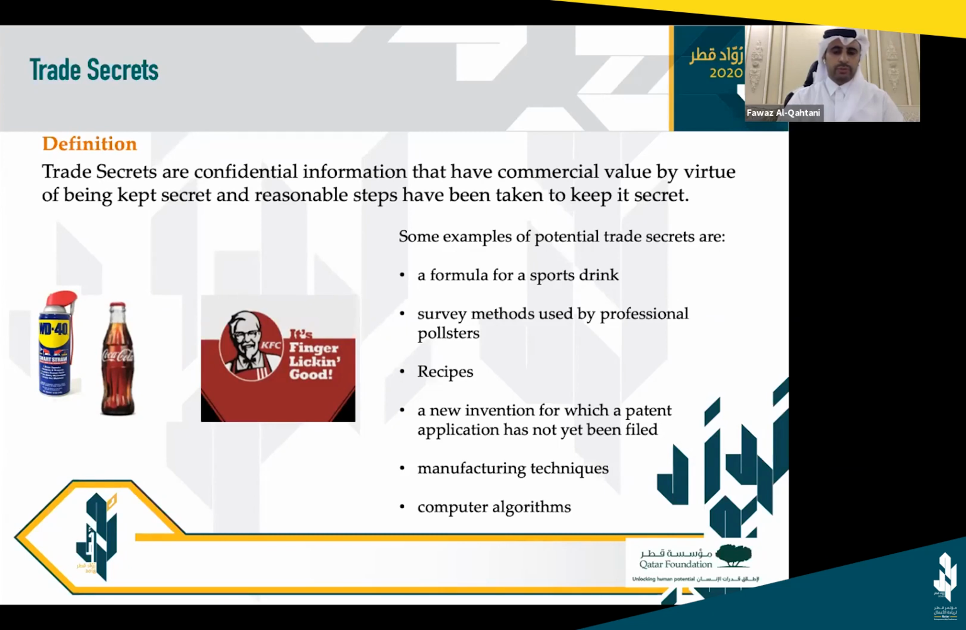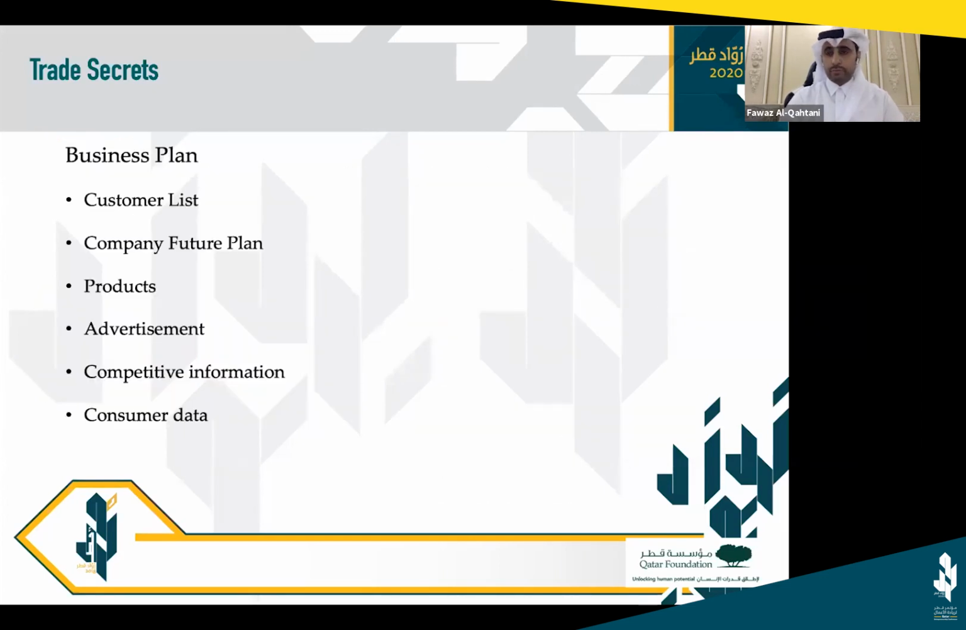So it's good sometimes to keep a trade secret alongside your patent, so you make sure no one can emulate or reproduce what you have done. Trade secrets can be for the business plan as well. A business plan needs to be secret for startups, for early companies, even for established companies. That includes customer lists, company future plans, product, advertisement, competitive information, and consumer data.